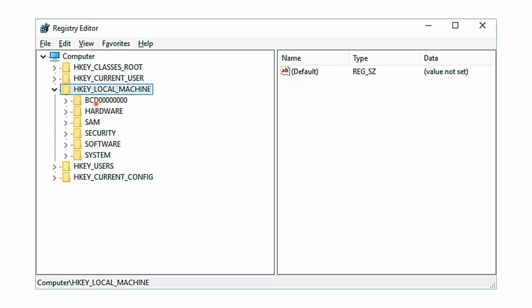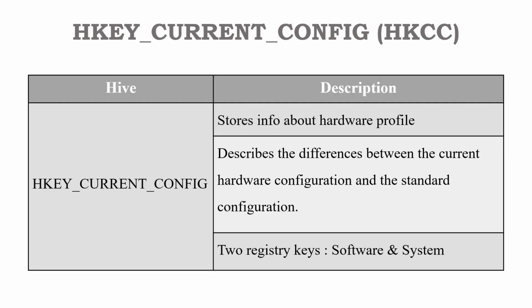So this is the local machine hive, and these are the keys which we have seen now, that is SAM, security, software, and system key. So the last key is current configuration. It stores information about the hardware profile which is currently being used. It also differentiates between the current and standard hardware configuration. And two main registry keys in this hive are software and system.